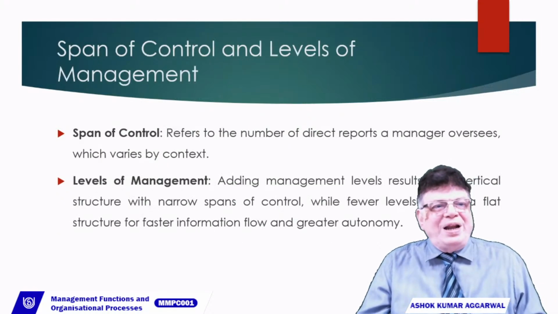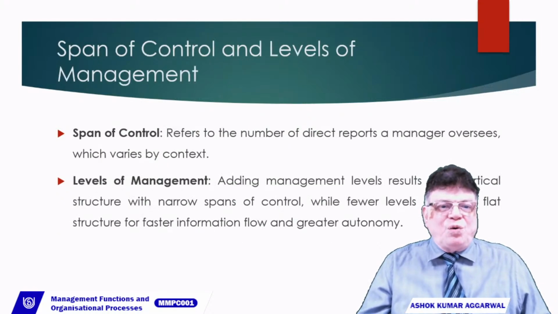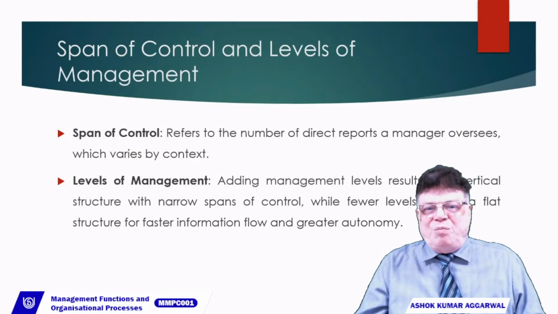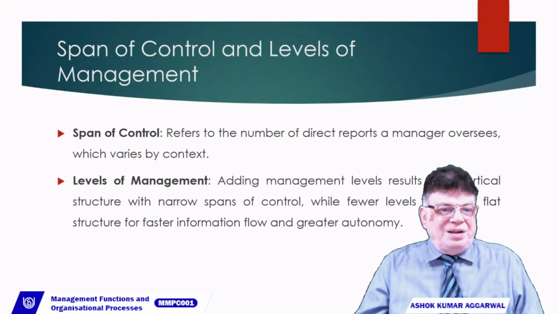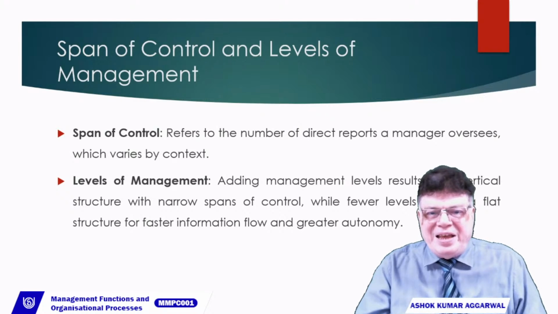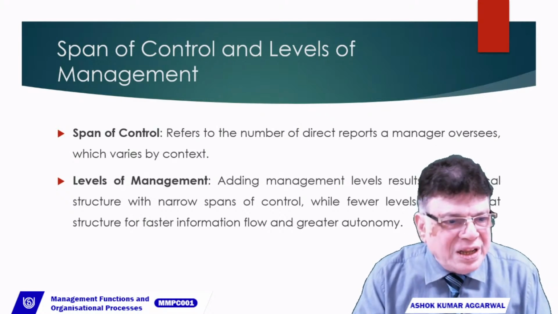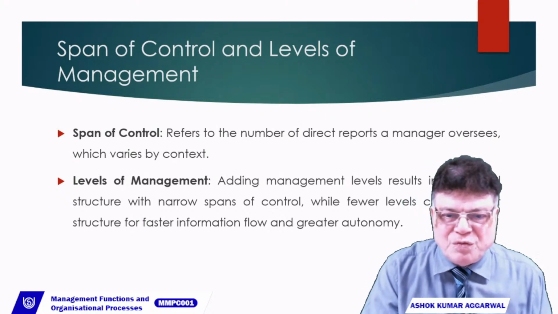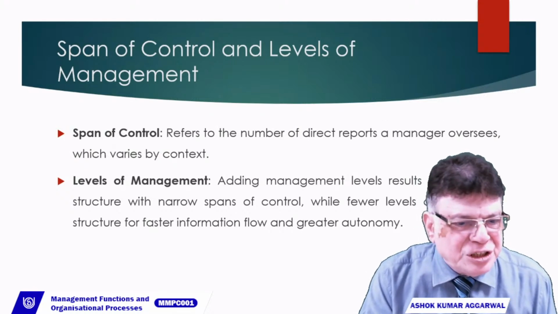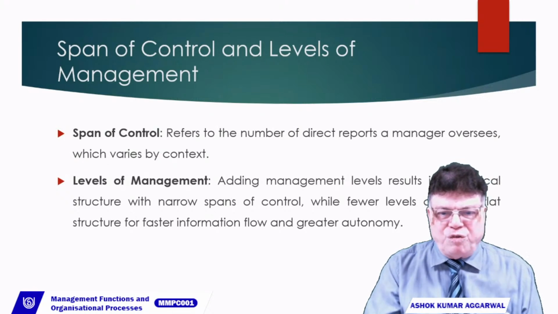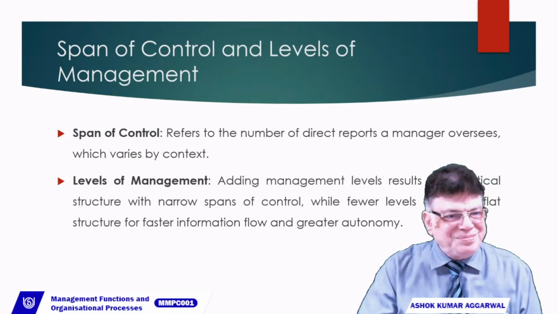Span of control and levels of management. Span of control refers to the number of direct reports a manager oversees, which varies by context. Level of management: adding management levels results in a vertical structure with narrow spans of control, while fewer levels create a flat structure for faster information flow and greater autonomy.